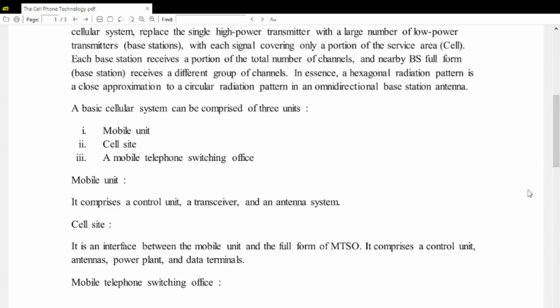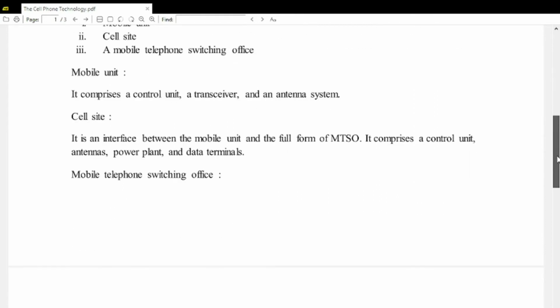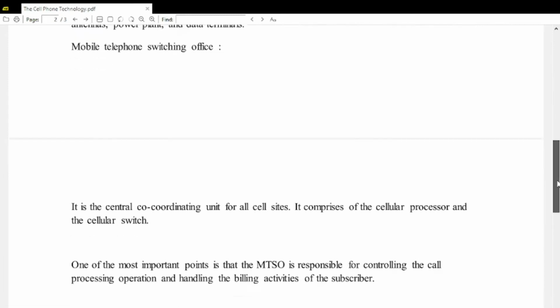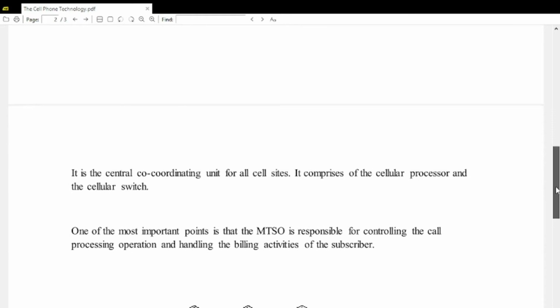Now, having stated that, we also mentioned what we call the mobile telephone switching office. This was the central piece. Its main purpose and function was to coordinate the cell sites.